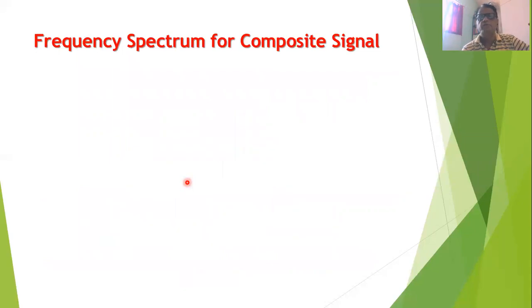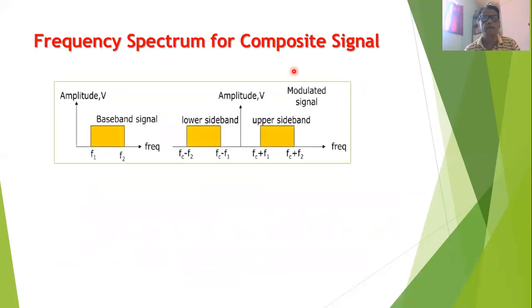In real life, it is never possible to use a single frequency in any communication system. And therefore, in any communication system, normally the signal is not a single frequency signal, but a composite signal. That is, it may contain several frequencies together. Say, for example, we may have a baseband signal or information signal in the range from f1 to f2. That is, f1 is the lowest frequency of this baseband signal, and f2 is the highest frequency of this baseband signal.